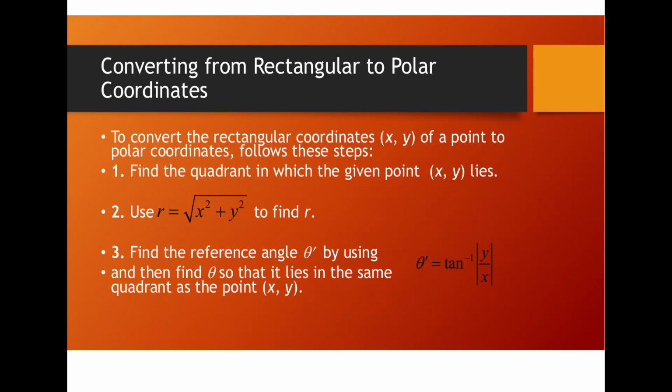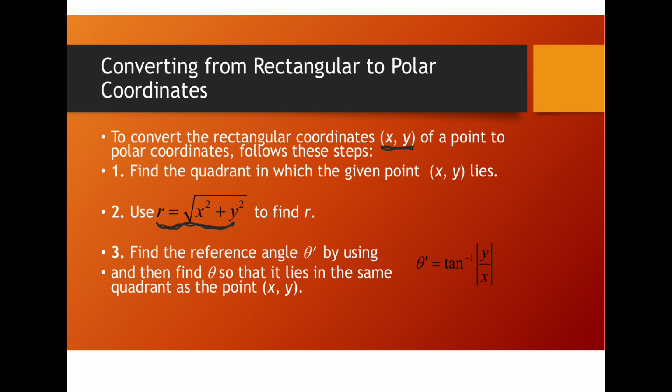Now let's go in the opposite direction. Let's convert from rectangular to polar coordinates. So if we're given an x and a y of a point, and we're going to convert this to polar coordinates, we're going to first find the quadrant in which x, y lies. We can figure that out just looking at the signs of x and y. And then we're going to find r, and we're going to use the relationship between x and y and r, with r being the square root of the sum of the squares.